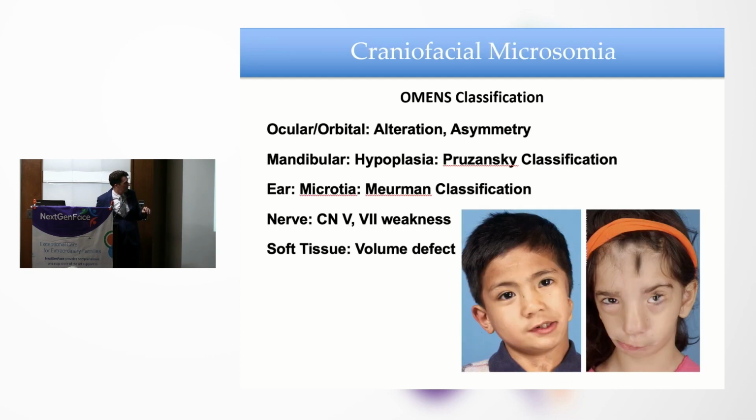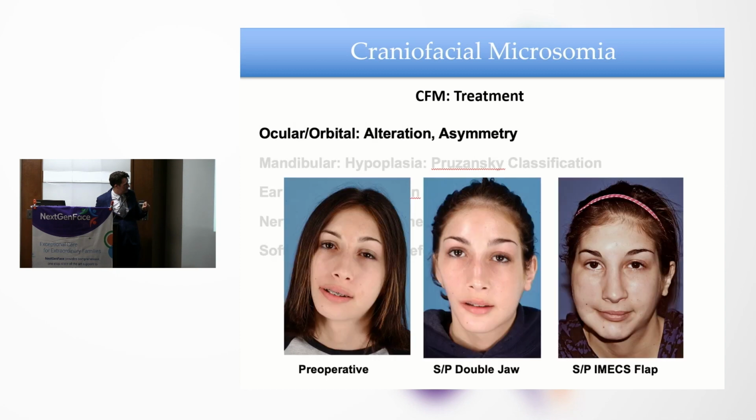I'm going to go through a few, so this is craniofacial microsomia. For the resident, the Omen classifications remind us that there's ocular orbital involvement, mandible involvement, ear, nerve, soft tissue. So you may have heard this from our previous two lectures, the orbital. So this patient has a facial asymmetry. We did double jaw surgery, but she still had orbital asymmetry. We did a box to her orbit to lift it, to correct that. So she had orbital problems, but she still had flatness on the face.